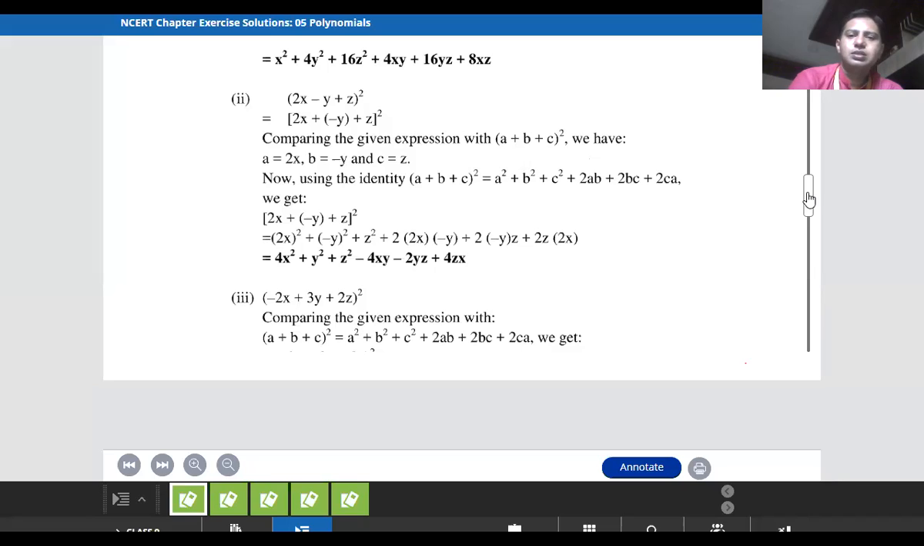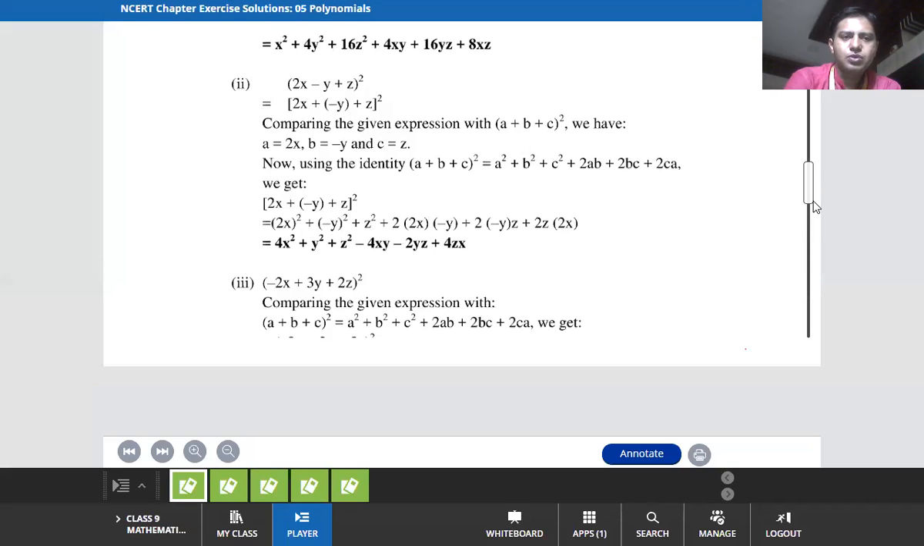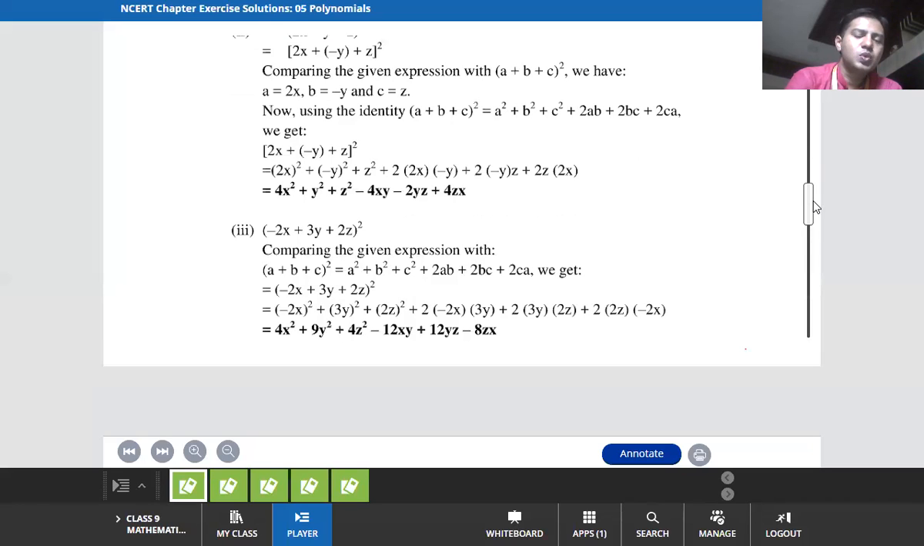Else I'll show you the answer now. Alak also wrote the same answer. Yes, it is correct. Perfect. Good, Manan, Aditya, Alak. Let's move on.